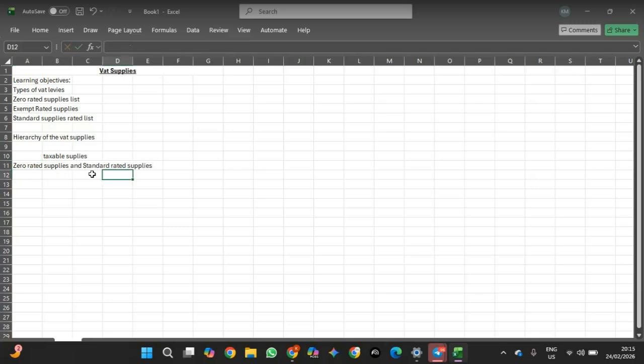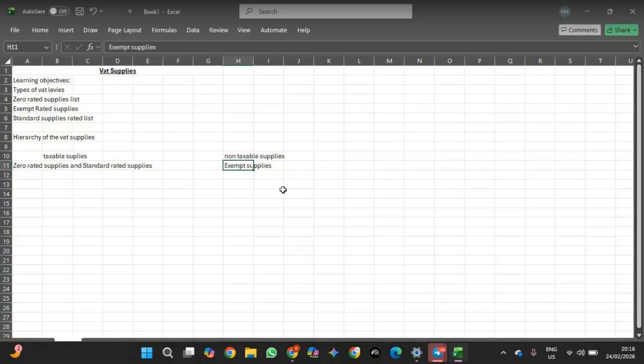Then on the other hand, we've got non-taxable supplies. I just prefer to use the word non-taxable, which is going to be your exempt supplies, right? So now you've got your types of levies. On zero-rated, obviously they charge 0% VAT, so they do charge VAT at a rate of 0%. Standard rated is a 15% VAT rate, and on exempt there's nothing that's charged.